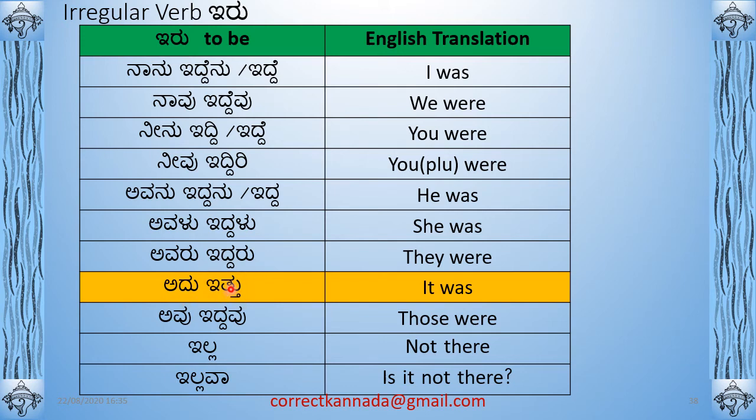Remember this, it becomes the. Avu iddavu, illa, and ilva. Illa and ilva are your negation, not there. Illa. Is it there? Illa. That illa comes from the zero verb. Ilva, is it not there? Okay. So this is the first important, the iru verb is the first important irregular verb.